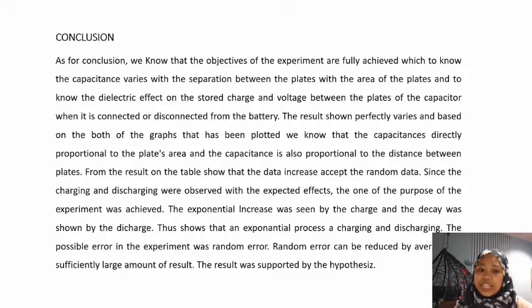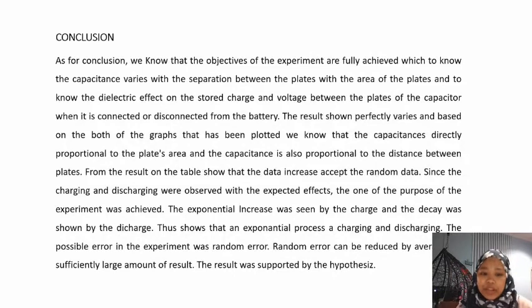Since the charging and discharging were observed with the expected effect, one of the proposed purposes of the experiment was achieved. This shows that charging and discharging is an exponential process.